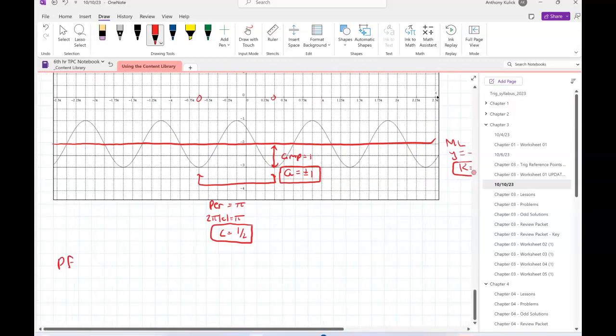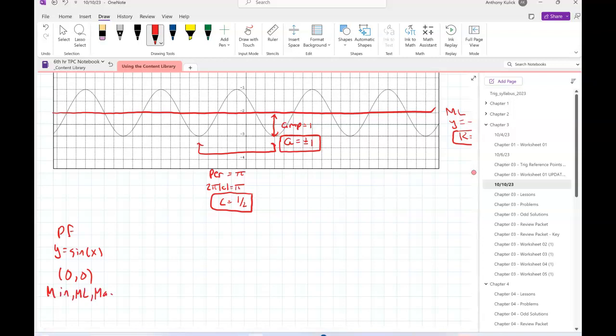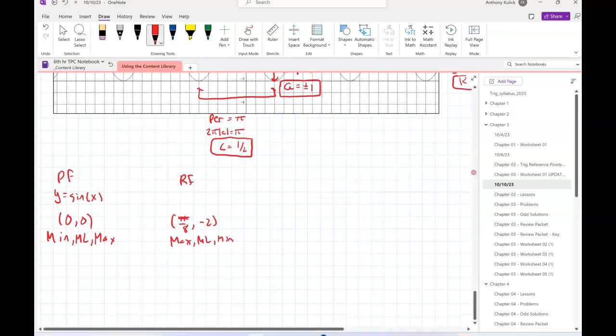If I choose my parent function to be sine, I'm going to be using the point 0, 0, which is a minimum, midline point, maximum. For my resultant function, I'm going to choose the midline point here, which is positive pi/8, comma, -2. That is a maximum midline point minimum. So that tells me that the a value is negative.